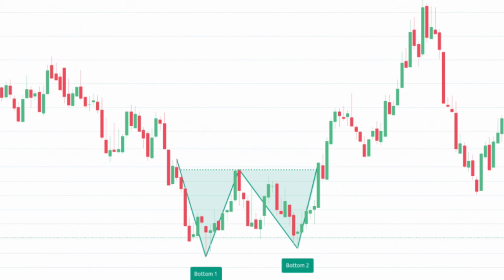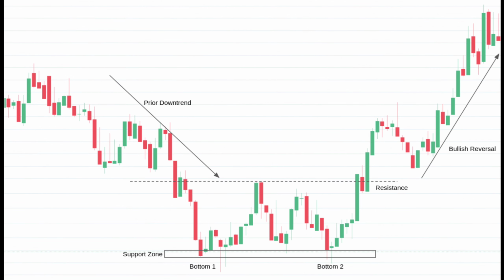Add the pattern's depth to the breakout point. Take the depth measurement obtained in step 2 and add it to the breakout point identified in step 1. This will give you an approximate price target for the subsequent upward move.